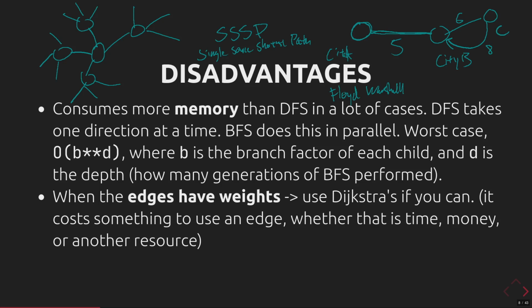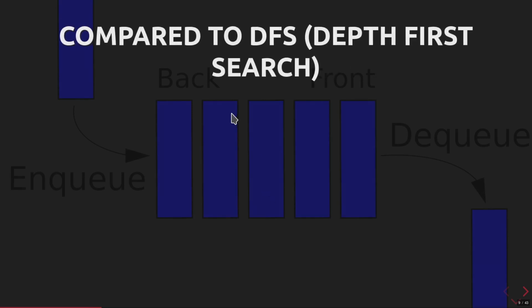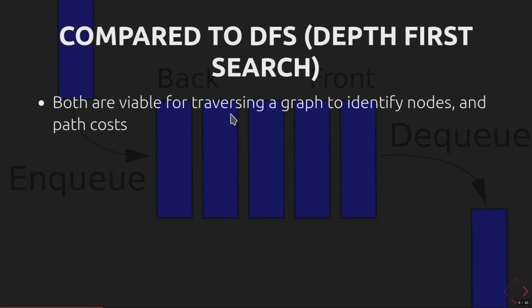I'm going to do a brief comparison to depth first search right now, even though we haven't covered it. Both are viable for traversing a graph to identify nodes, and also to identify path costs, but in BFS, the path costs have to be uniform. For basic BFS at least. Because breadth first search can handle, hey, how many hops does it take to get from node A all the way to node Z, right? Because when you expand, there's an implicit cost of, let's say, hey, that's one hop, that's another hop, right?